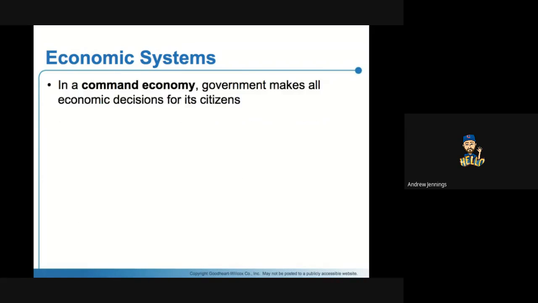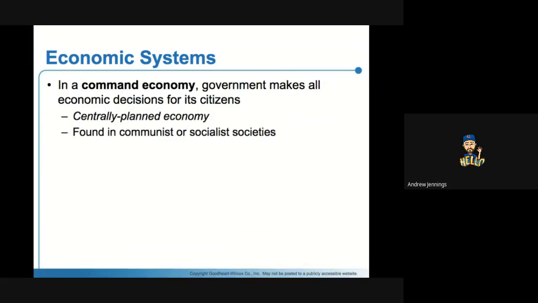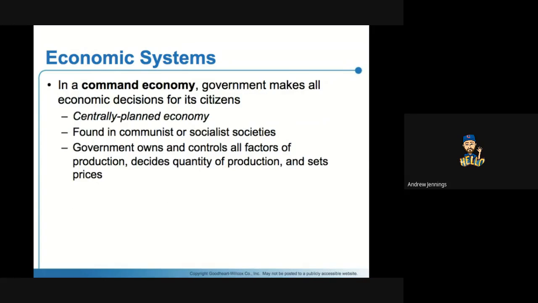In contrast to that, we have command economies, which is where the government is going to make all of the economic decisions for its citizens. So this is often referred to as a centrally planned economy, and it's found in a lot of communist or socialist societies, which can sound scary, and well, it can be, because the government is going to own and control all of those factors of production that we talked about earlier.